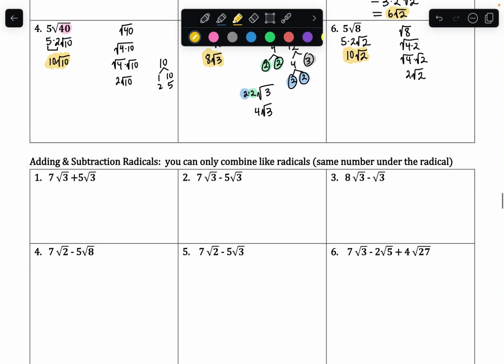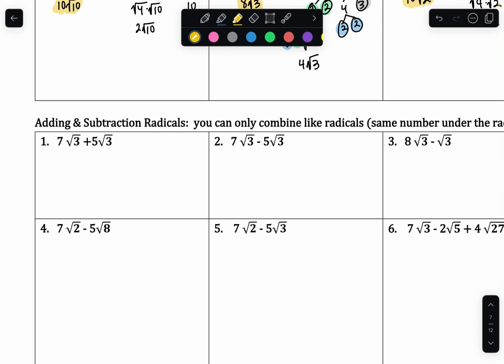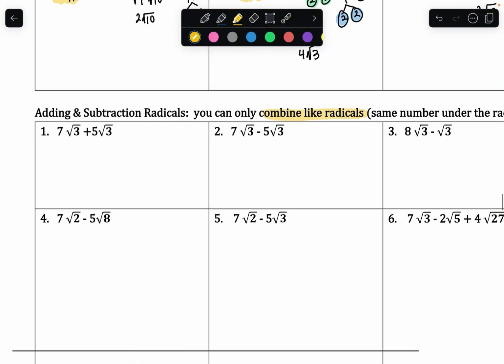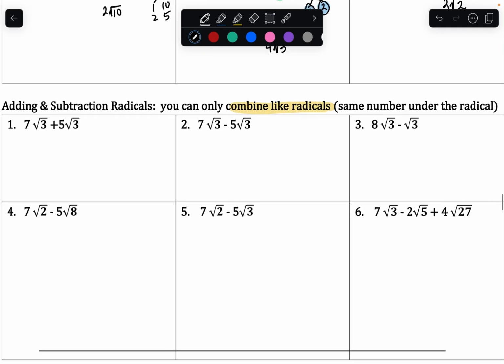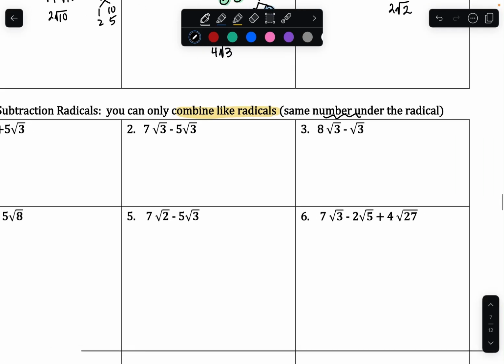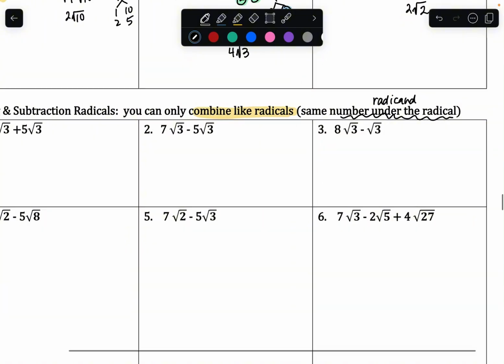Okay, for this next set of examples, we are doing operations. We can add and subtract. And so when you add and subtract, you can only combine like terms. And so it says combine like radicals. Okay, and so they have to have the same number under the radical. That number under the radical actually has a special name called the radicand. Radicand. So you might hear me say that.